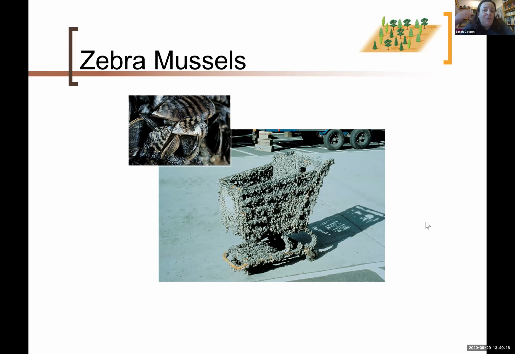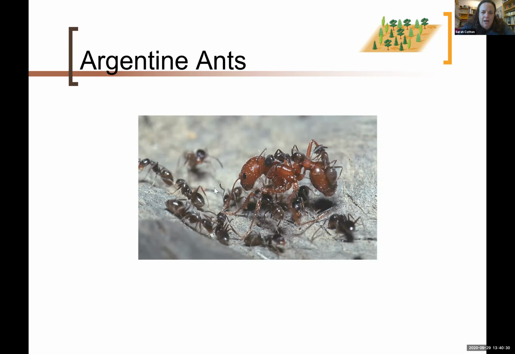Okay, so that would be an example of an unintentional introduction, right? Nobody intentionally brought zebra mussels here. They just ended up here because of human activity, right? But it wasn't on purpose. Okay, I might come back to that.